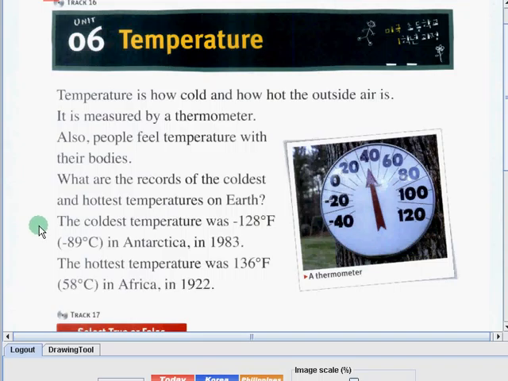The coldest temperature was -128 degrees Fahrenheit or -89 degrees Celsius in Antarctica in the year 1983. The hottest temperature was 136 degrees Fahrenheit or 58 degrees Celsius in Africa in 1922.